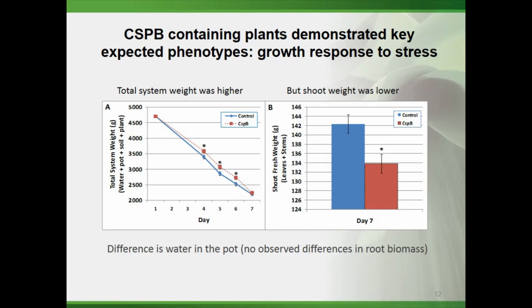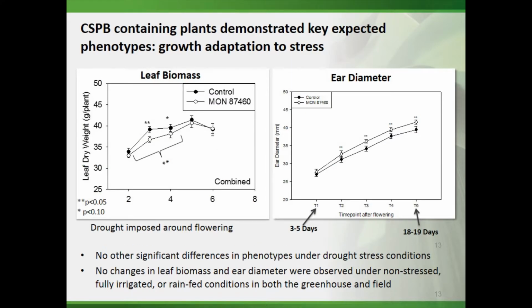But then when we looked at the shoot fresh weight, we saw that the plants were significantly smaller. Because they were smaller, they also used less water, and therefore the whole system weight was larger. So we concluded that there is a growth response to drought stress, an immediate response. Next, we needed to understand how the response, the way we see it, translates into yield, because if plants are simply smaller, usually it doesn't translate to increased yield at the end of the season. So we started looking in more detail at how this gene affects leaf elongation or leaf biomass growth. And again, we saw the same story.